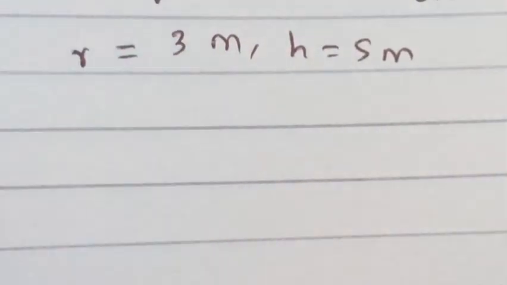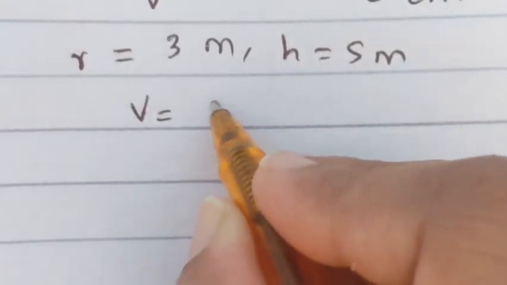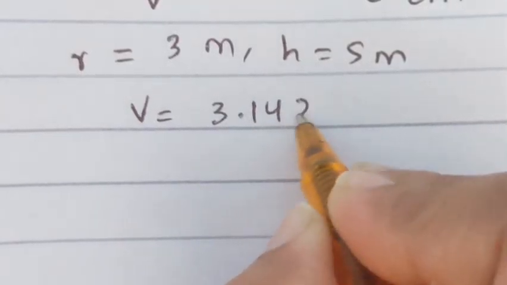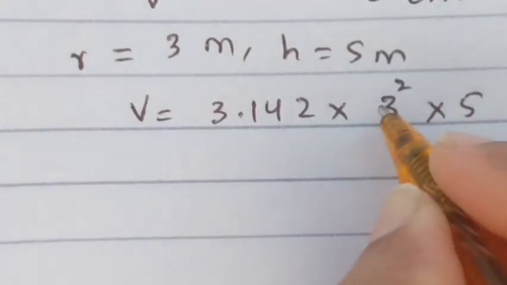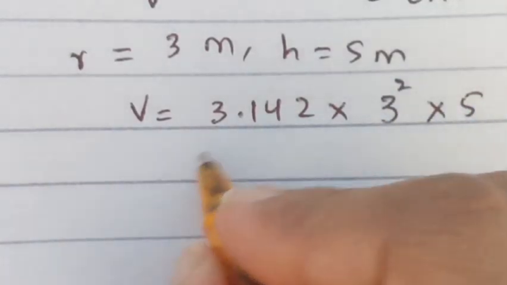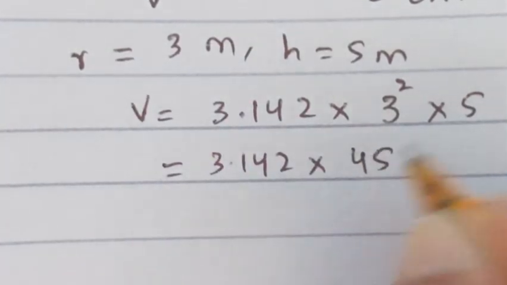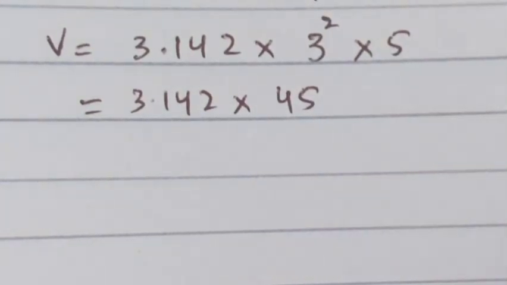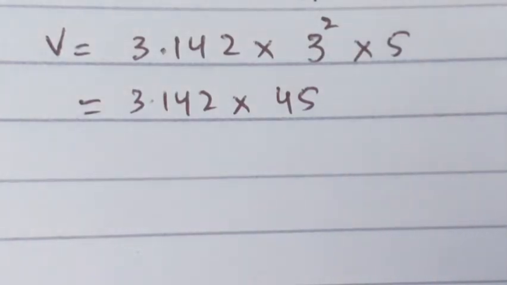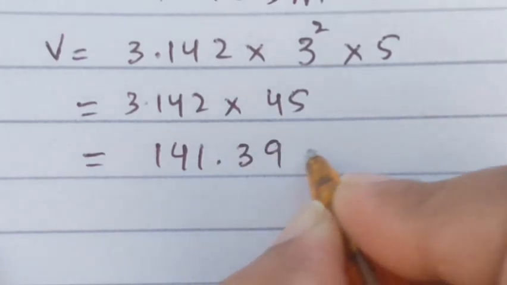So let's say the radius is 3 meters and the height is 5 meters and we have to find out the volume. So it will be 3.142 multiplied by 3 square multiplied by 5. The square of 3 is 9, 9 fives are 45. So what do we have to do next? We have to multiply 3.142 with 45 and we will get the answer. You can easily multiply it using a calculator or even without a calculator in 2 steps, and the answer will be around 141.39 meter cube.